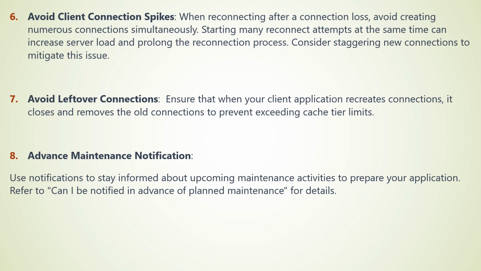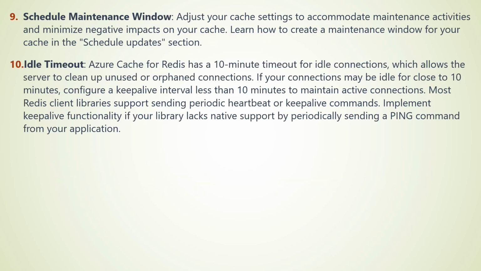exceeding cache tier limits. Advanced maintenance notification: use notifications to stay informed about upcoming maintenance activities to prepare your application. Refer to "Can I be notified in advance of planned maintenance" for details. Schedule maintenance window: adjust your cache settings to accommodate maintenance activities and minimize negative impacts on your cache. Learn how to create a maintenance window for your cache in the Schedule Updates section.